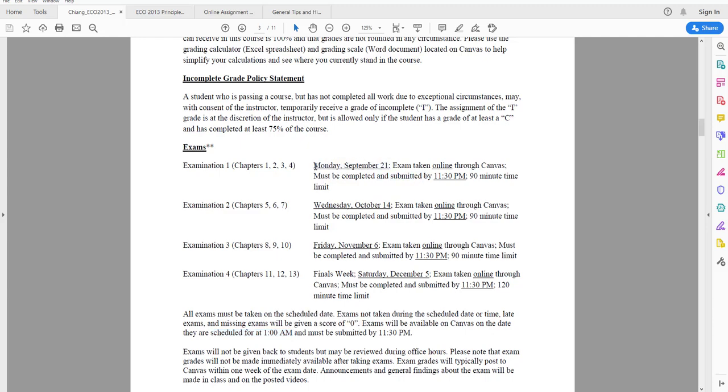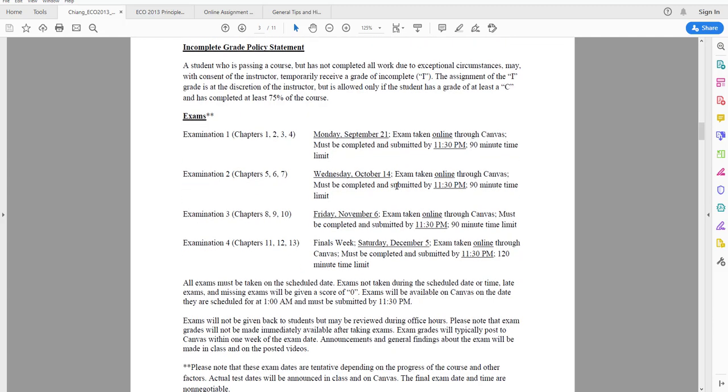So what that means is, suppose that on Monday, September 21st, 1 a.m. pops on by, you can go ahead and start taking the exam, chapters 1 through 4. You just have to go ahead and complete it by 11:30. Do note that once you start the exam, you should go ahead and complete it in one sitting. The clock will continue to keep on ticking down until the 90-minute time limit is up.